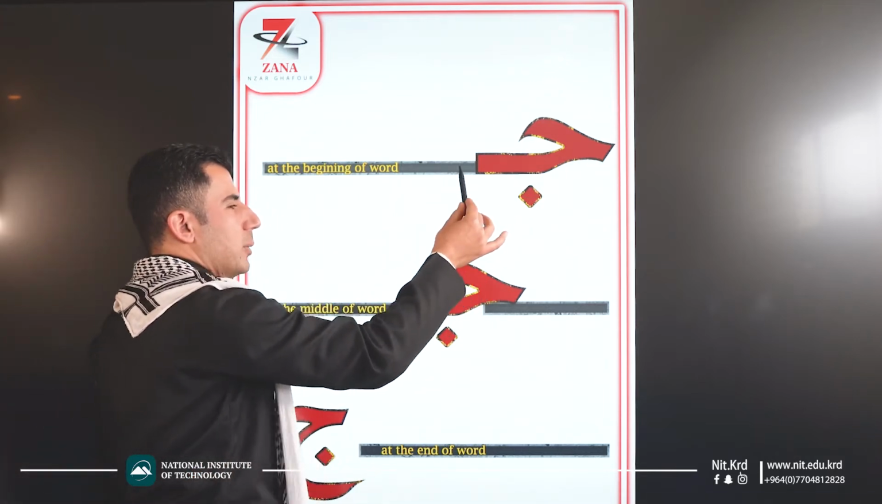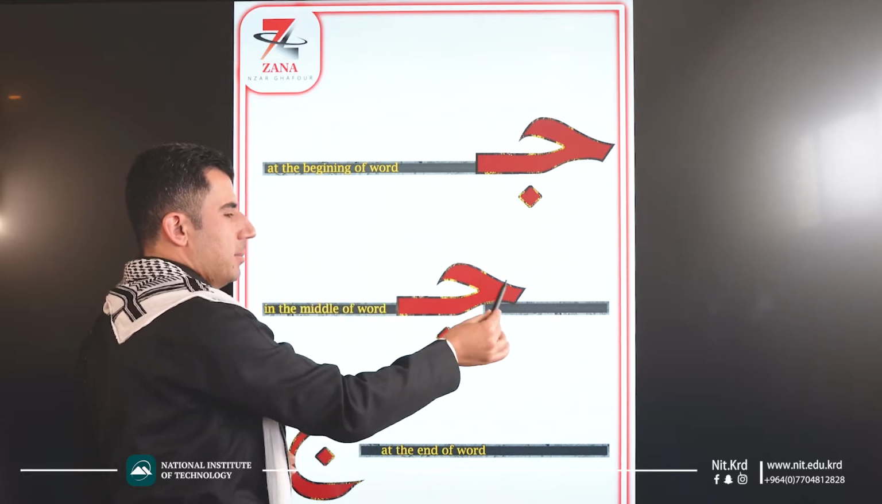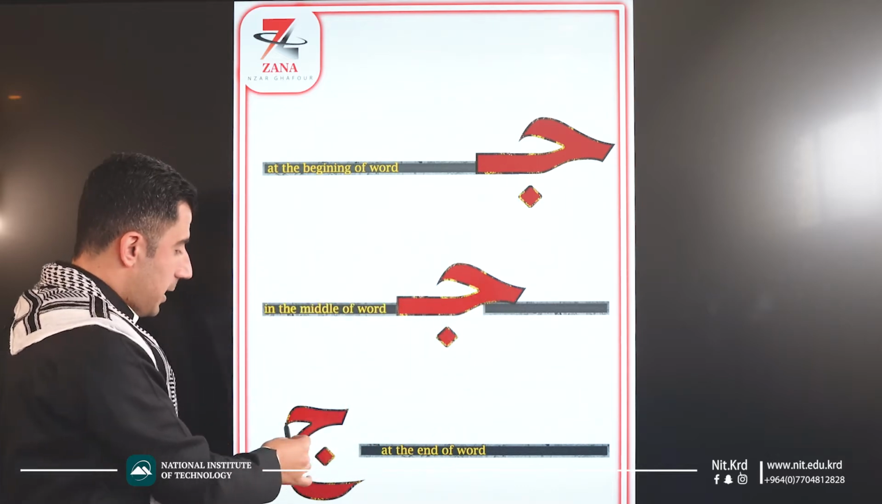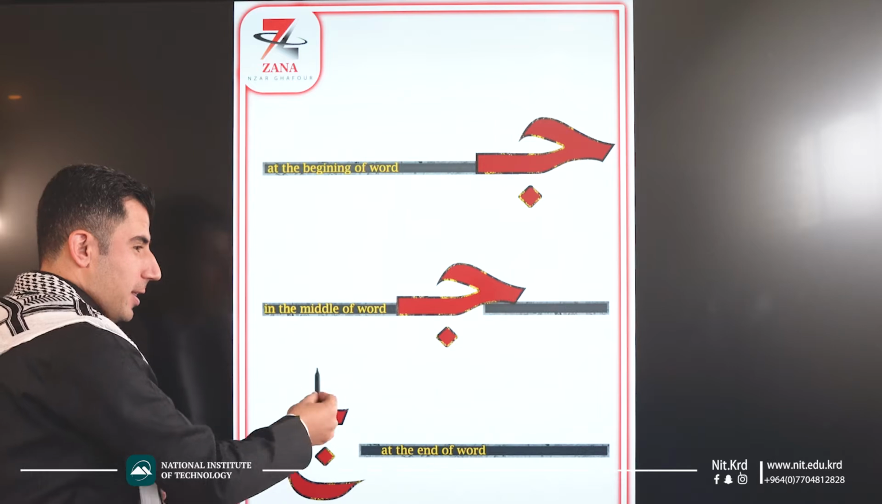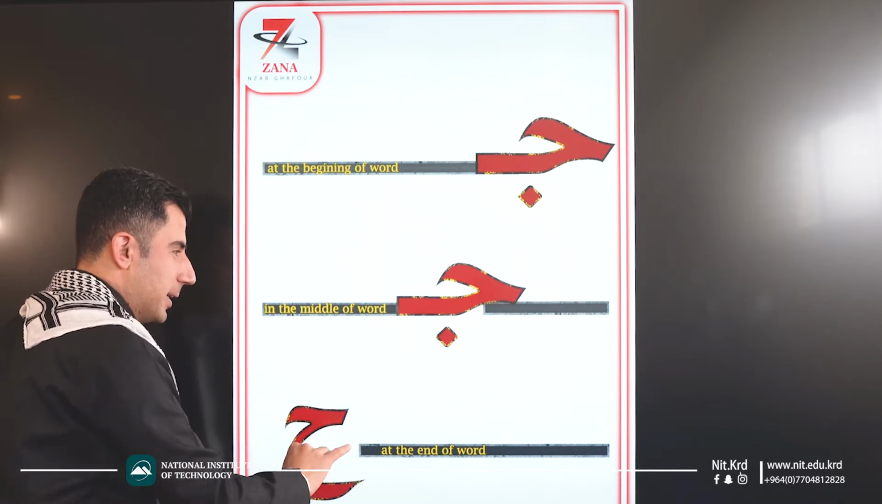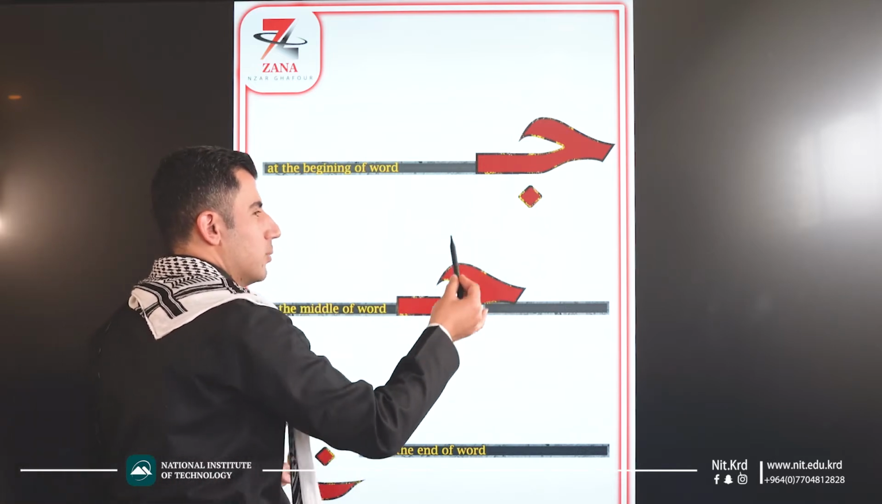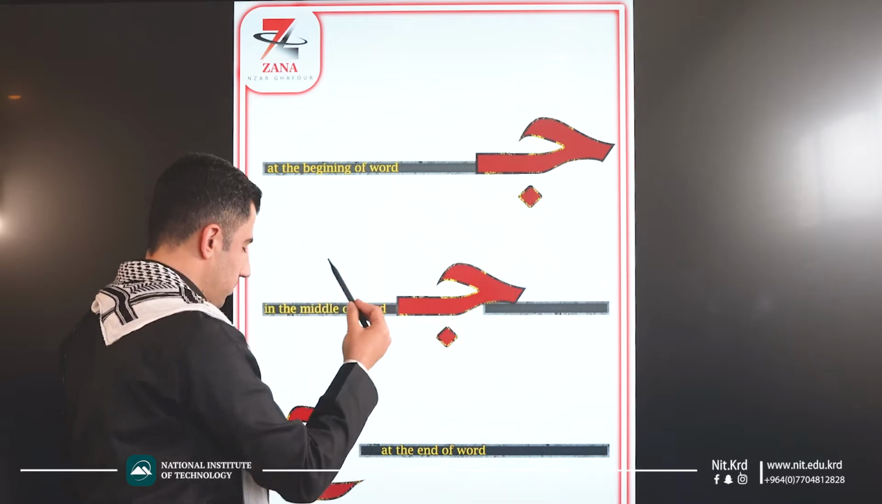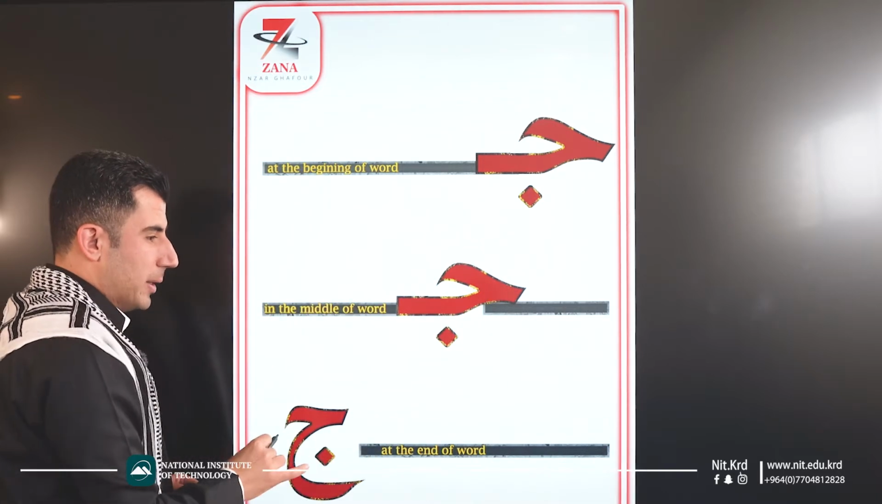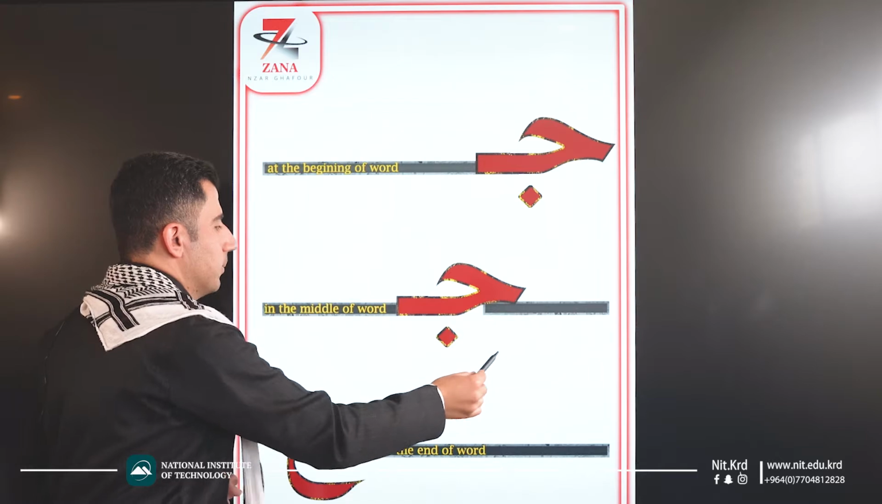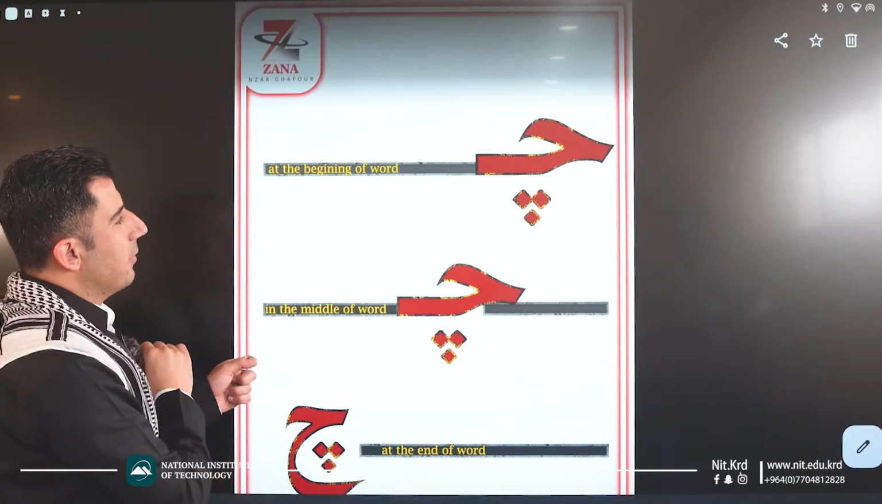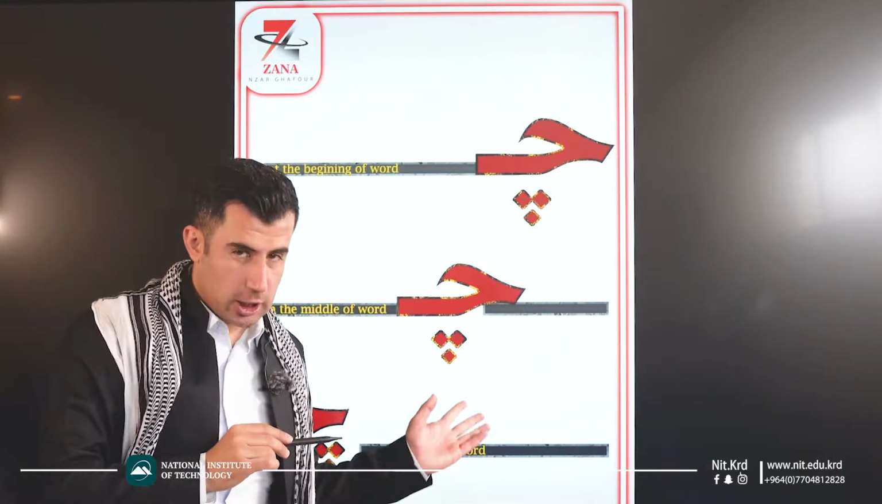At the beginning of the word, we have to write J like this. In the middle, like this, and at the end, we have to change this to this style, be careful. These two are for the beginning and the middle. But this one at the end of the word, we have to change it. Good. J. After that, we have ch.